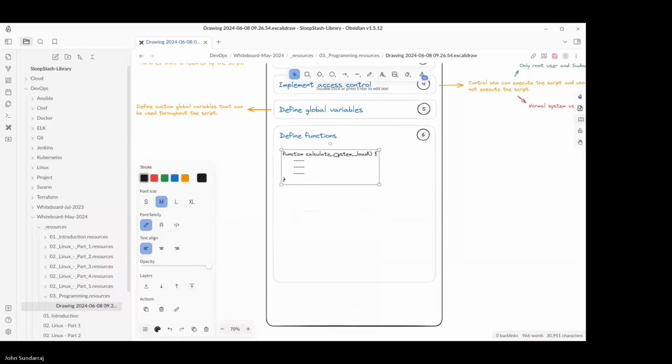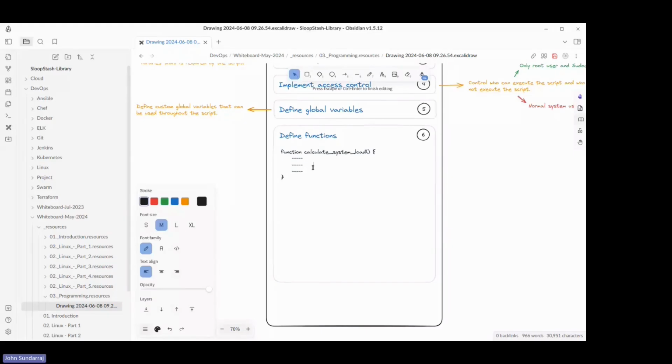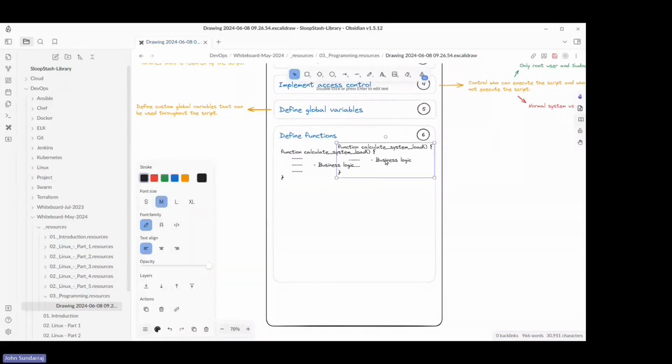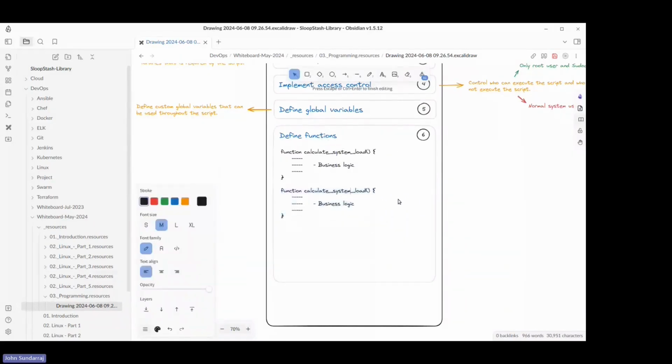Okay, here. So what are these dotted lines? This is what we generally call the business, business logic. Okay, this is what we call the business logic. And similarly, if you see here, I want to have different functionalities in my script.